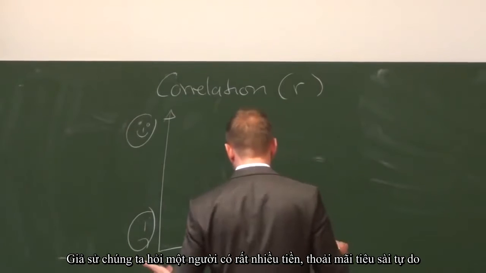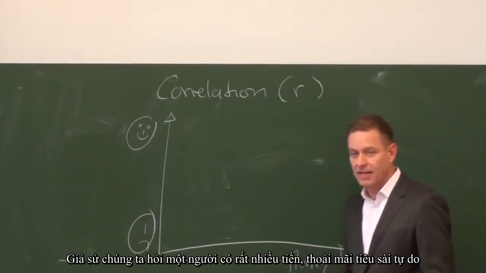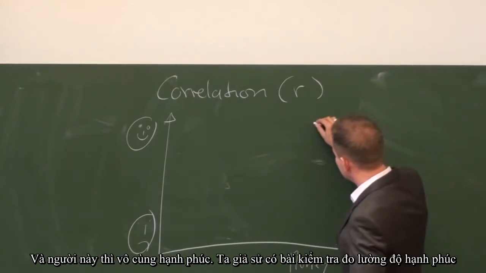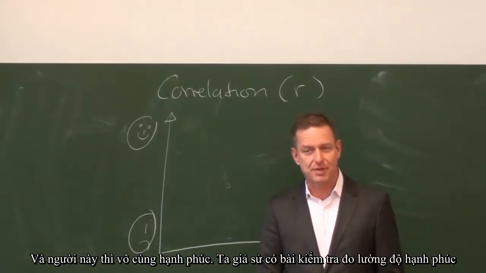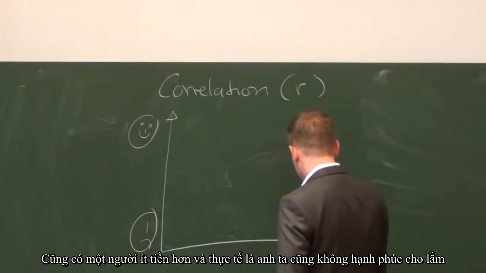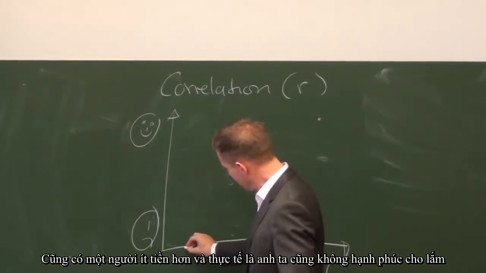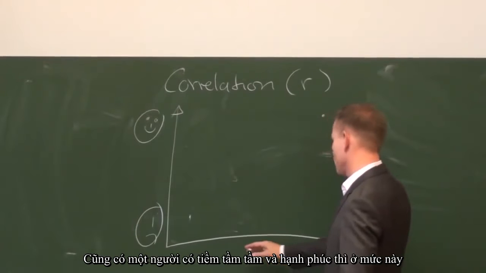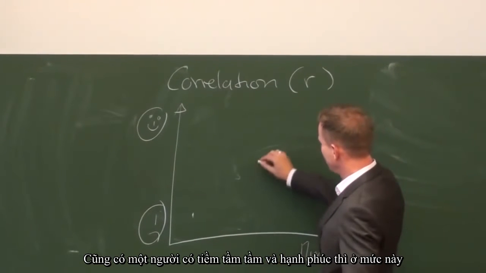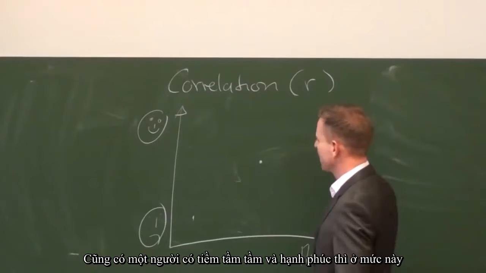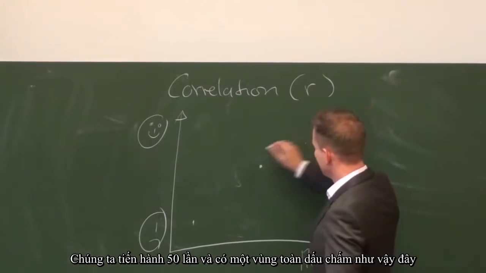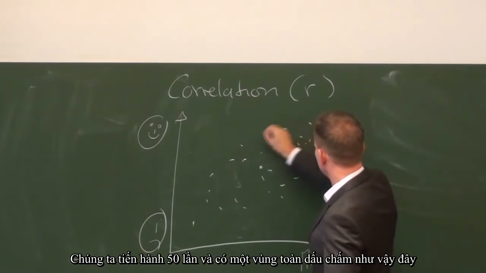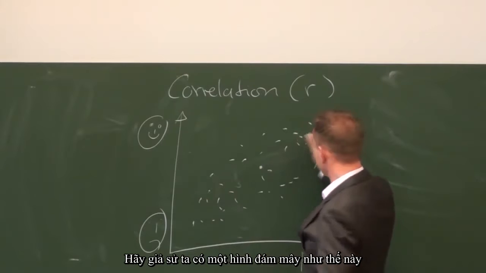But let's assume we ask somebody who has a lot of money available every month for free spending. And this person really is happy. We assume that we have a test for measuring happiness. We have a person that has less money available, and indeed, is less happy. We have another person somewhere in the middle, and also somewhat happy. We do this 50 times and we get a cloud of dots like this. Let's just assume this.